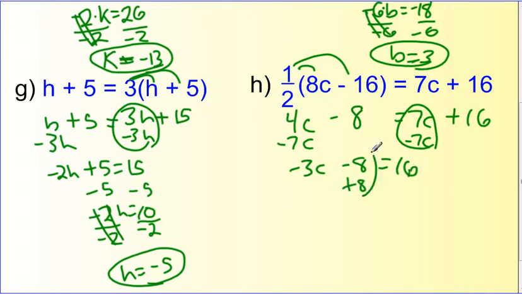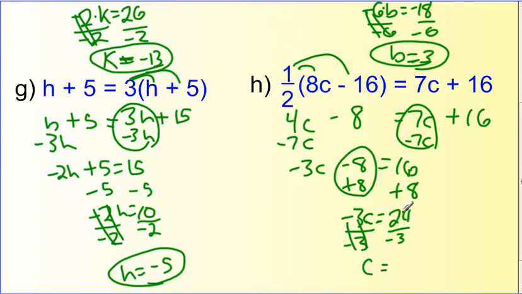Plus 8 to get rid of the minus 8. Negative 3c equals 16 plus 8 is 24. The way we get rid of times by negative 3 is divide by negative 3. Cancel. C equals 24 divided by negative 3 is negative 8.